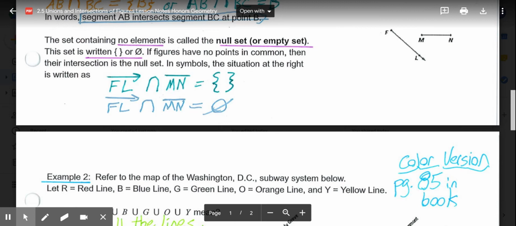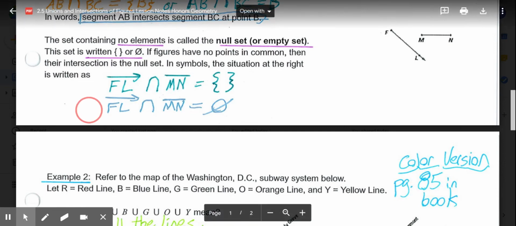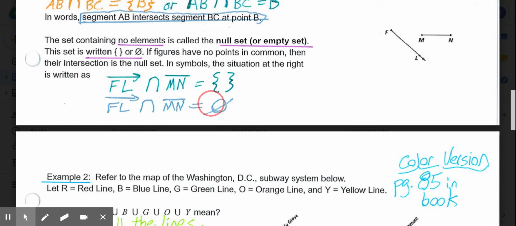If two figures have no points in common, their intersection is a null set. In symbols, this situation over here at the right could be written two different ways. The intersection of ray FL and segment MN is the null set with nothing in it, or the intersection of ray FL and segment MN is the zero with the backward slash. Both mean an empty set, meaning they never intersect.